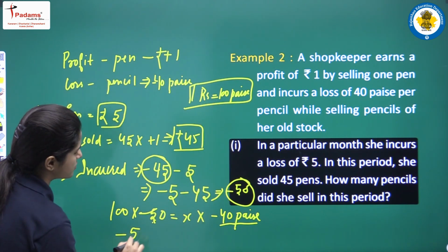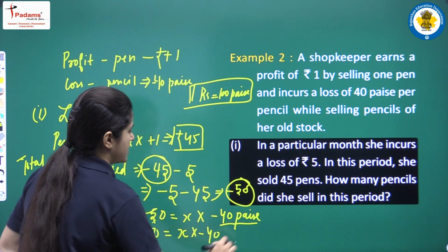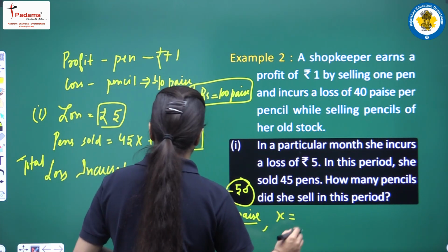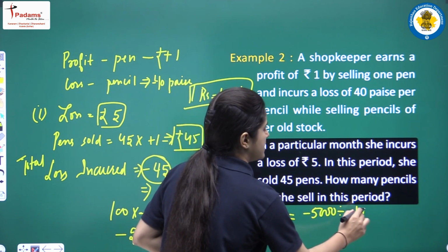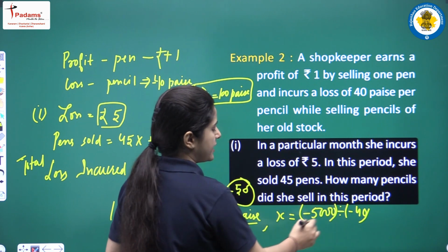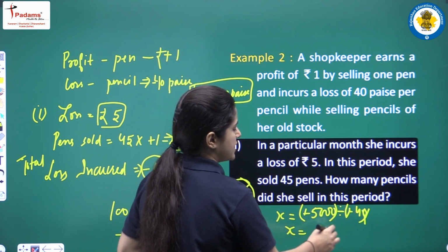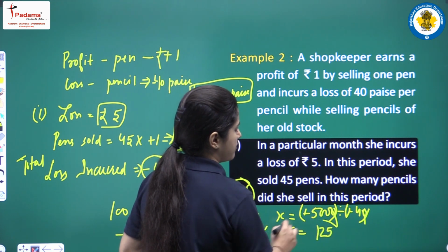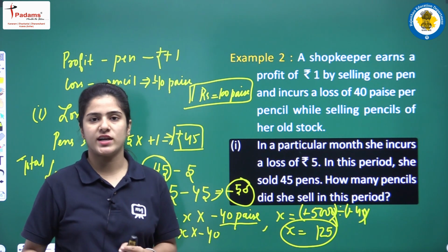This is minus 5,000 is equals to x into minus 40. So x, that is the pencils, are minus 5,000 divided by minus 40. Minus and minus will cancel out each other, okay? And then 0 to 0, the answer is 125. So the pencils sold are 125 pencils, alright students?